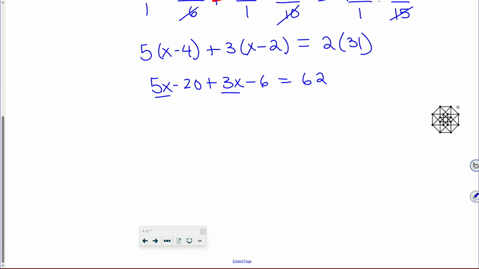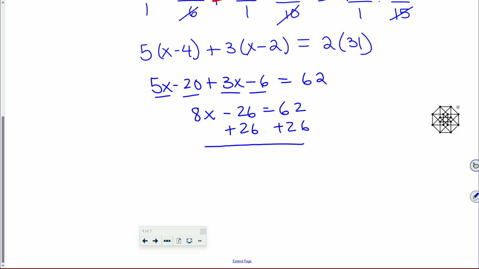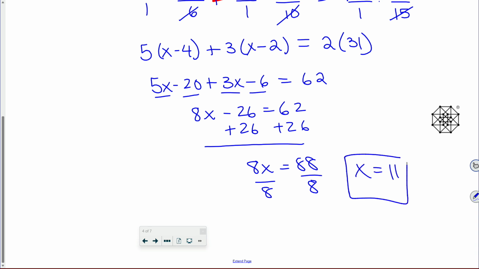Combine like terms, 3x and 5x is 8x. Negative 20 and negative 6 is negative 26, is equal to 62. Add 26 to both sides. 8x is equal to 88. Divide both sides by 8. And x is equal to 11.